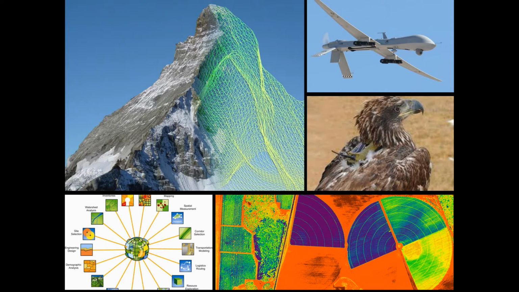On the bottom left, we see kind of the general scope of all the different things we can do with GIS. And on the bottom right, we see a bit of an abstract view of remotely sensed agricultural data, of different crop data that can identify crop health or soil health.